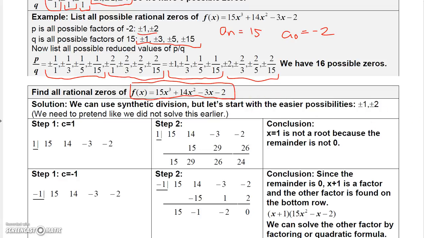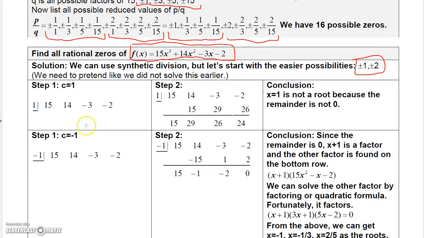Now let's start with the easy ones like plus or minus 1, plus or minus 2. Okay, so let's start with 1. If I try to use 1, then notice I bring the 15 down, multiply, I get 15, add it here, get 29, multiply 1 times 29, put it here, add it, I get 26, 1 times 26, add it. Okay, that didn't work because I didn't get a remainder of 0.